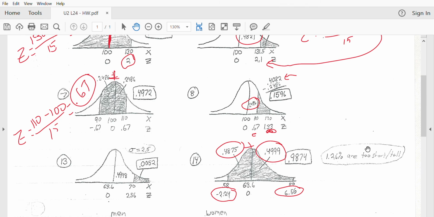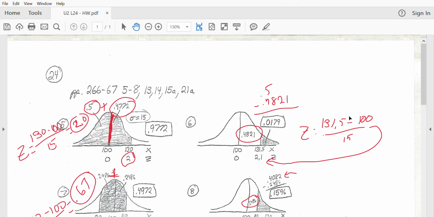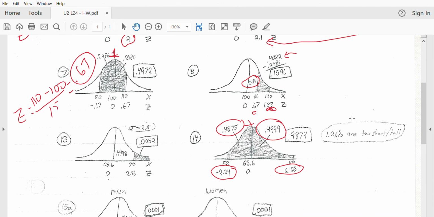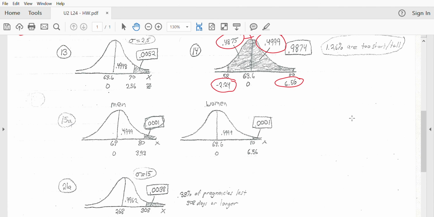I'm going to cut off my homework right there because I'll allow you to ask me any other questions, but I think you got the gist of how to do this homework with me right now. If you have any questions, you can message me on Google Classroom, and I will go over that problem as well.